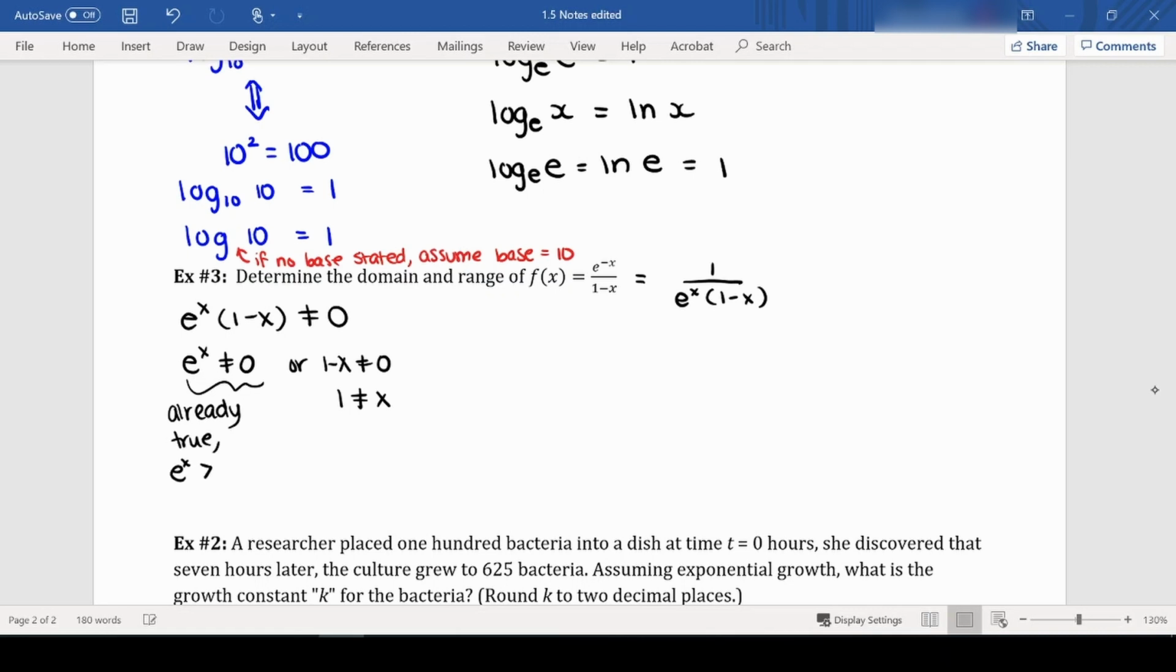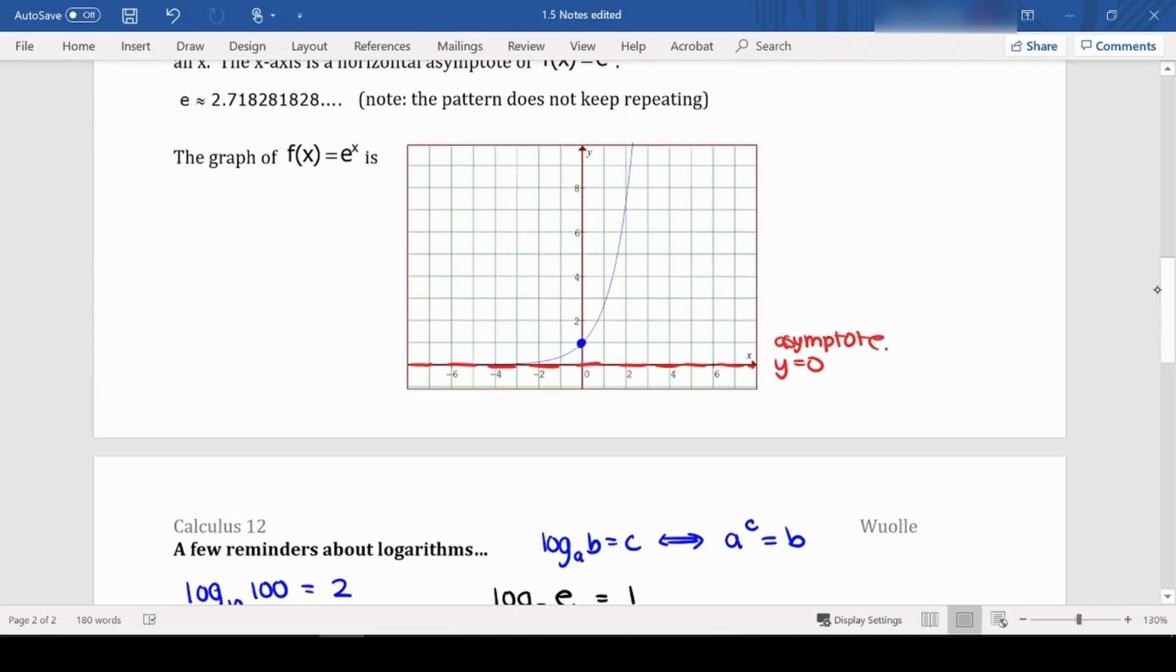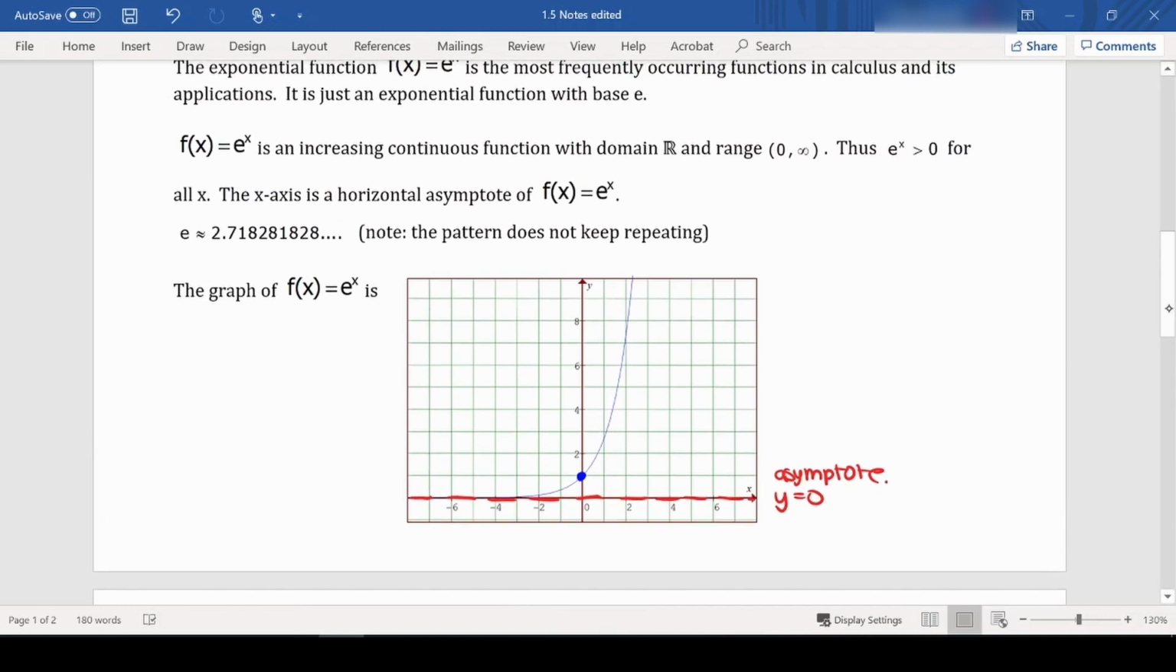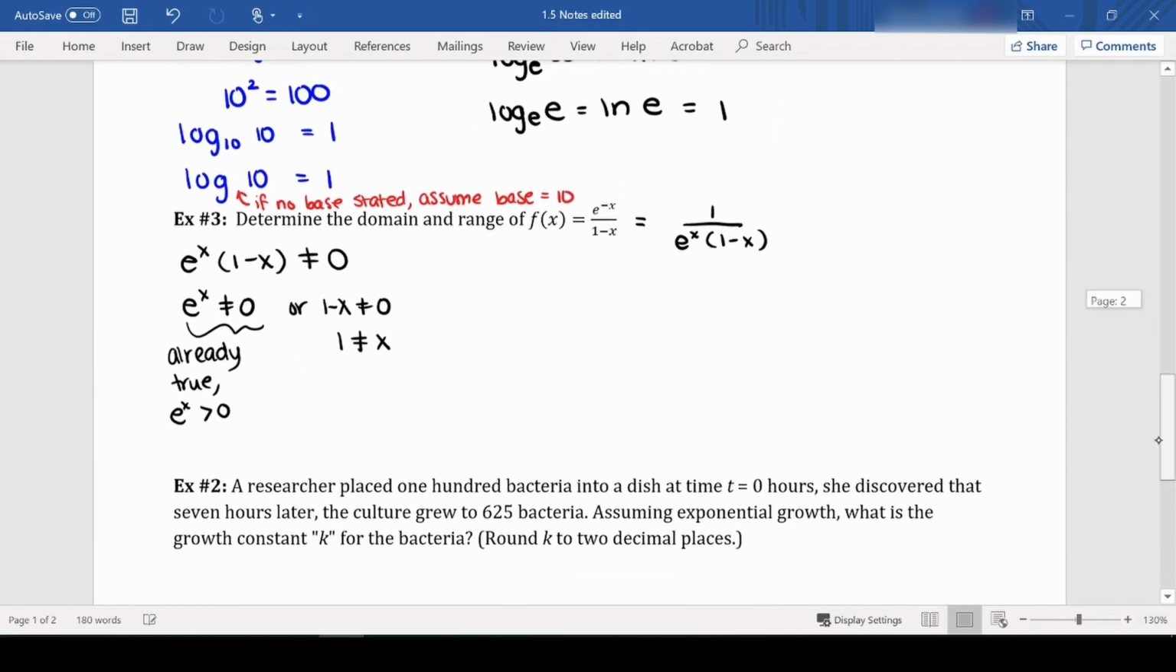e to the x is always greater than 0, as we saw on the previous page. All of these y values are positive. Okay? We already have a range of y is greater than 0. Okay? We already have that. So there's our domain.